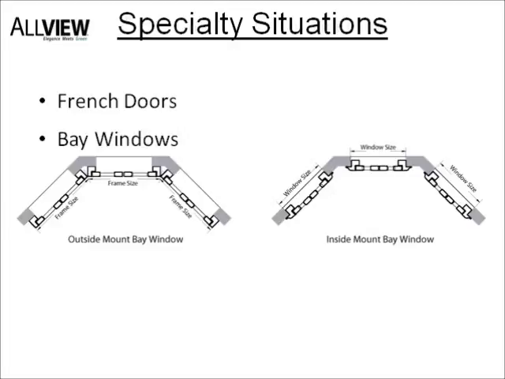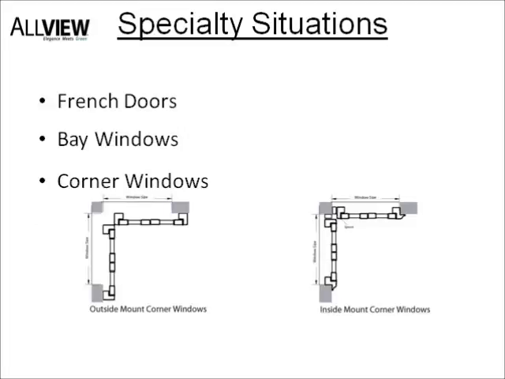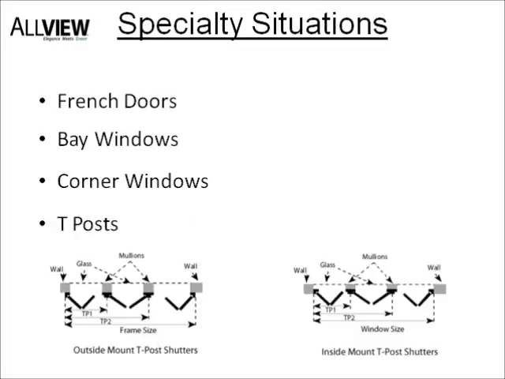For bay windows, on outside mounts, record the frame size of each shutter using 3 pieces of frame to create an imaginary line in front of the opening where the frames will be mounted. For inside mount, record the window sizes and the factory will make the deductions. For corner windows, use window size measuring and mark corner group left or right on the order form. The factory will make additions and deductions. When 2 windows meet in a corner, the shutter pair is considered to be a corner group. For T-posts, use frame or window size measuring for outside mounts and window size measuring for inside mounts.